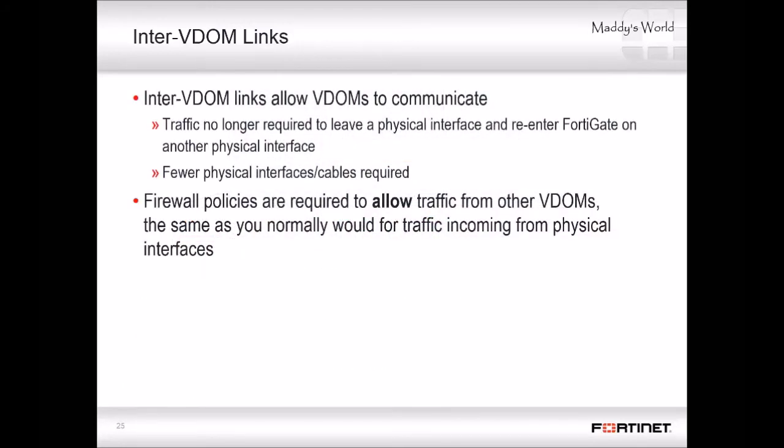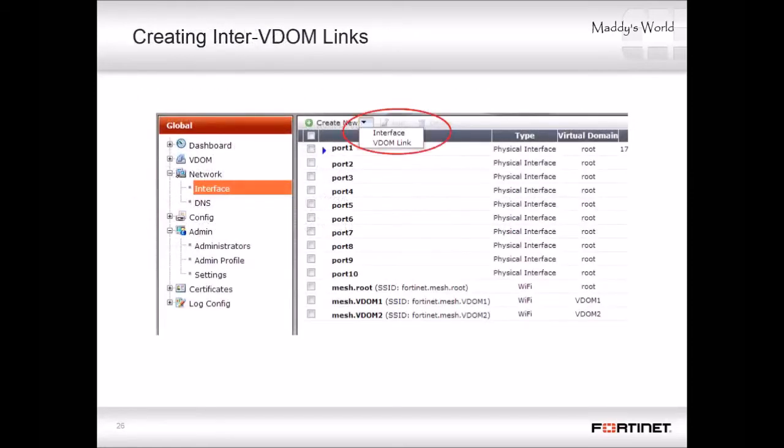When creating inter-VDOM links, you'll need to create the virtual interface, but you also must create a matching firewall policy, just as you would if the traffic was arriving on a network cable. Otherwise, FortiGate will block the traffic. In the menu, creating a network interface is located in the global settings. To create the virtual interface, click the drop-down menu arrow, then choose VDOM link.